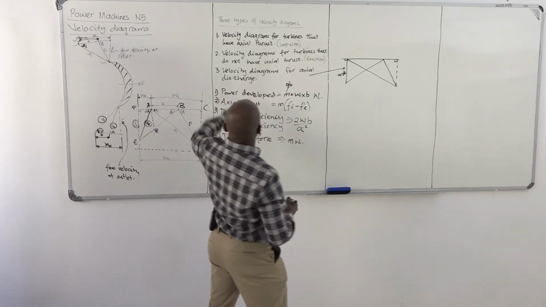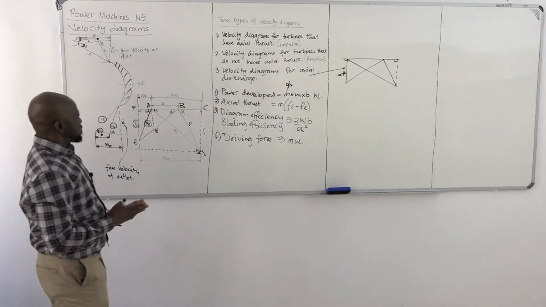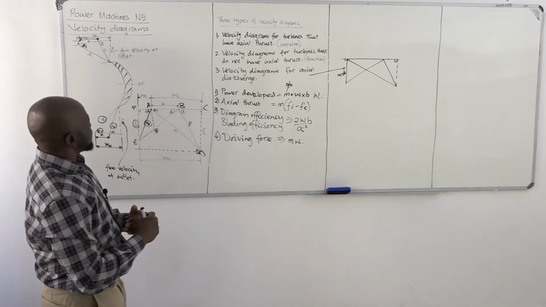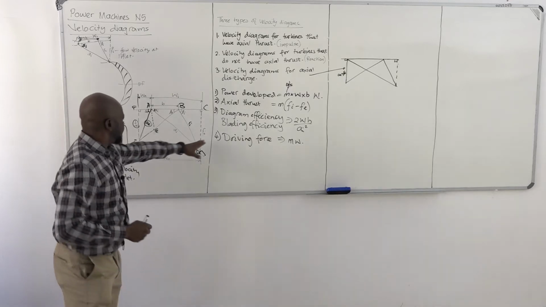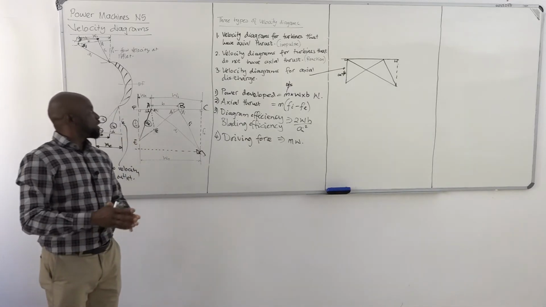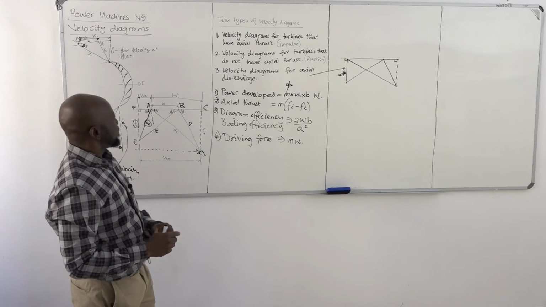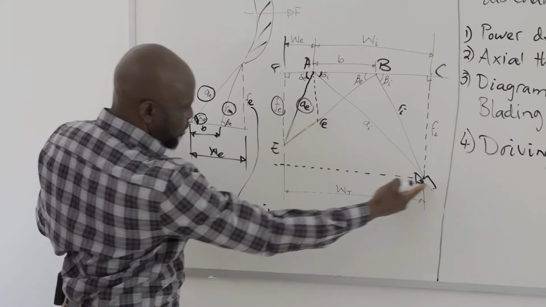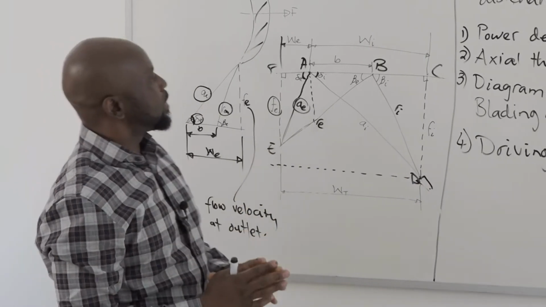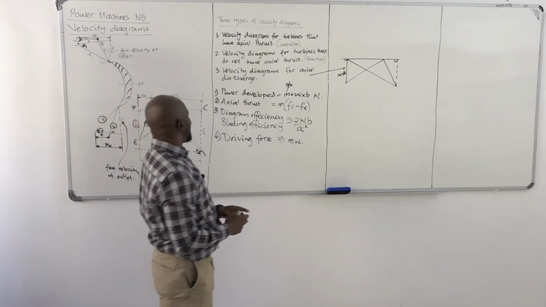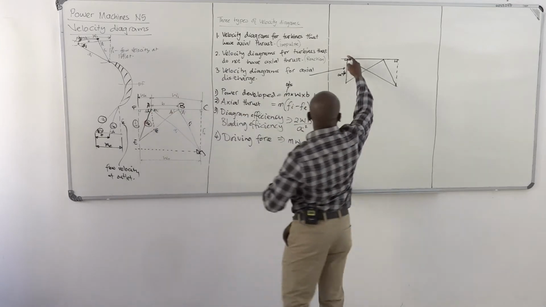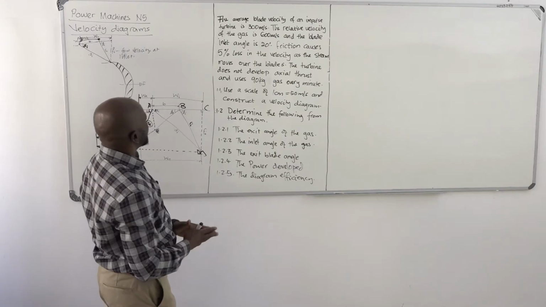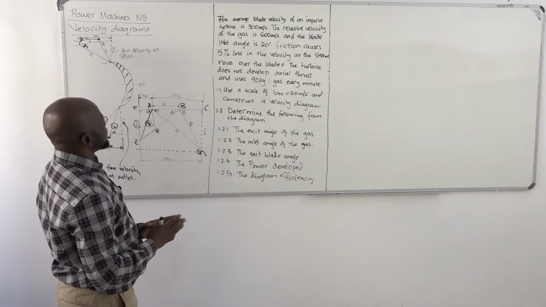Right, basically that explains the three types of velocity diagrams that we have. We said we have velocity diagrams for axial thrust, which will have Fi not equal to Fe. We said we have velocity diagrams for turbines that do not have axial thrust, which means Fi and Fe will be on the same horizontal point. Then we said we have velocity diagrams for axial discharge, which means our delta E is going to be 90 degrees.